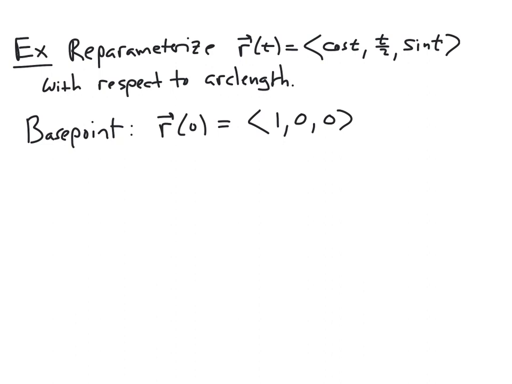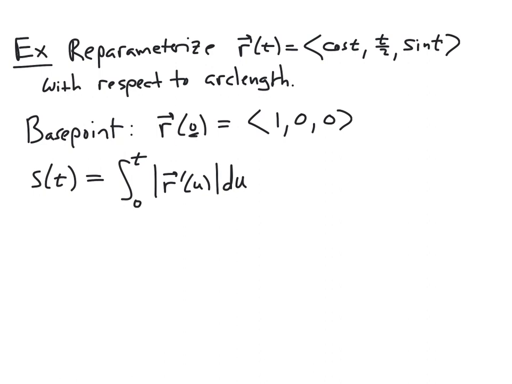And so r of 0 is the vector cosine of 0, which is 1, 0 divided by 2, which is 0, and sine of 0, which is 0. So our base point here is going to be given by the vector 1, 0, 0, or the point 1, 0, 0. Right? So now s of t is by definition the integral from 0, all right, our t naught here is 0, to t of the magnitude of r prime of u, du.